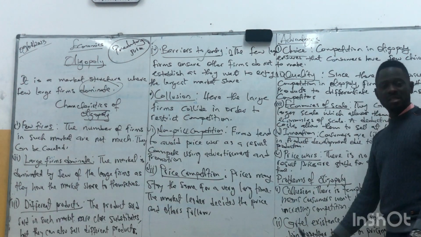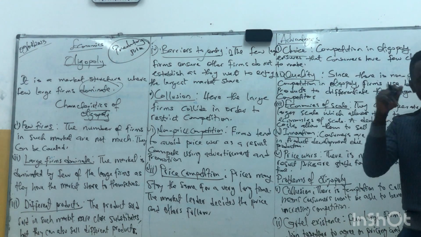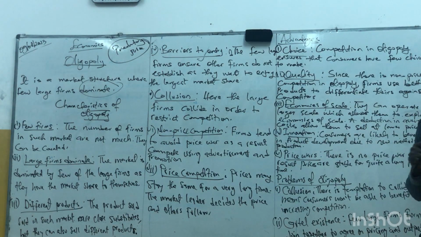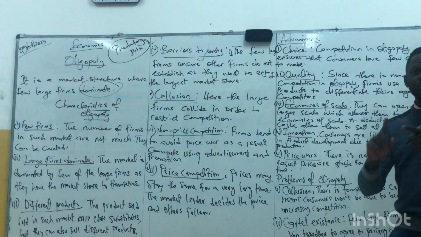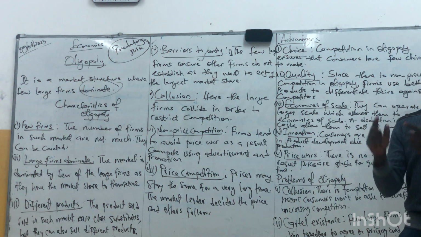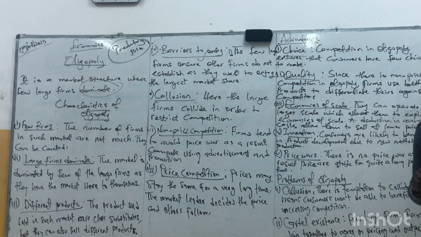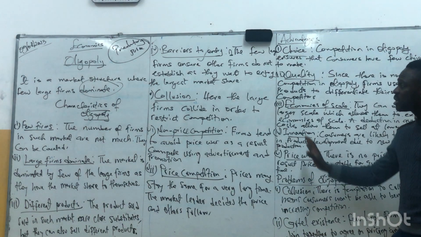And the last one is cartel. Few large firms in that industry can also form a cartel. And when we talk about forming a cartel, it means that they try to come together to agree on the price they have to sell and agree on the output they have to produce. So that's what the cartel is about. So this is all about oligopoly.